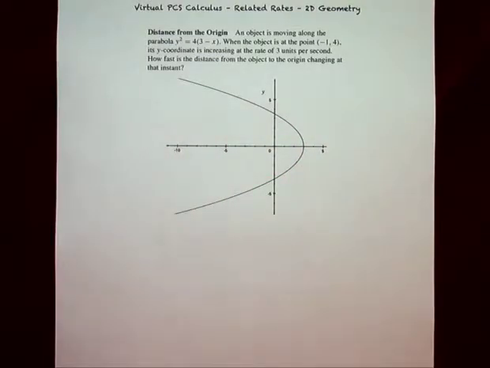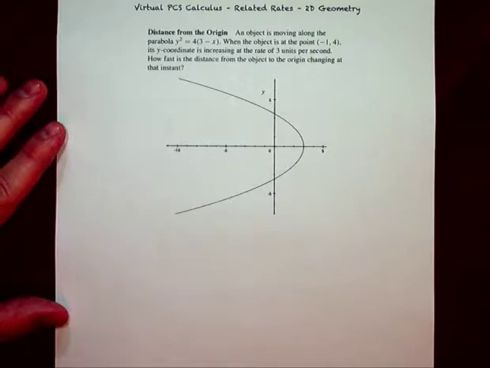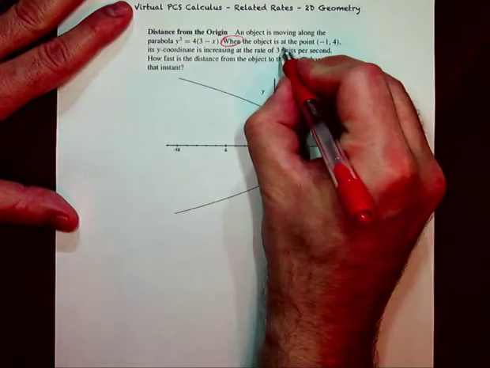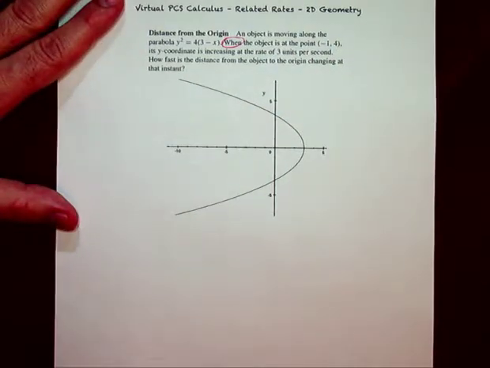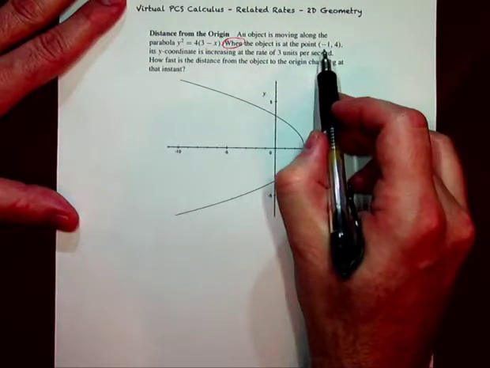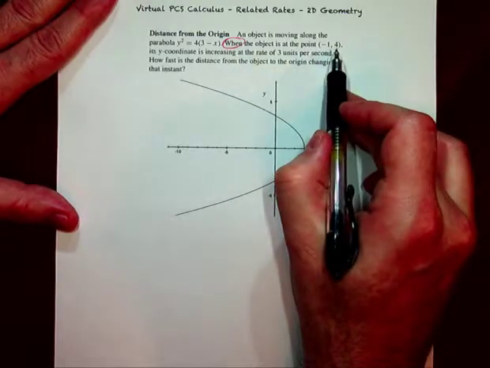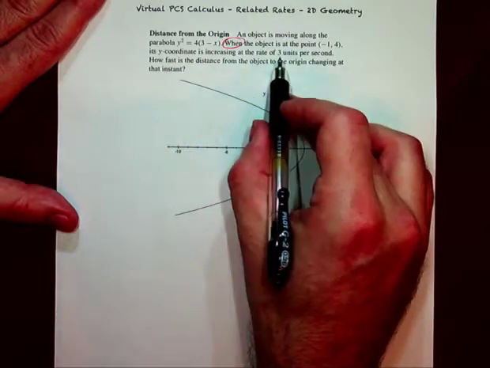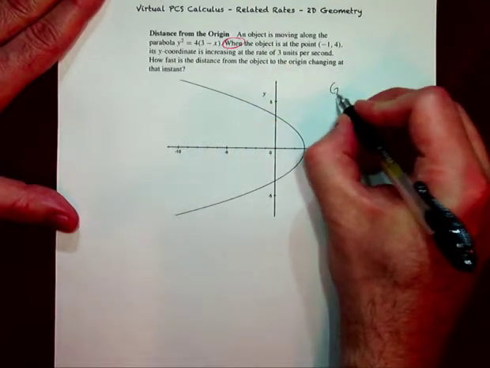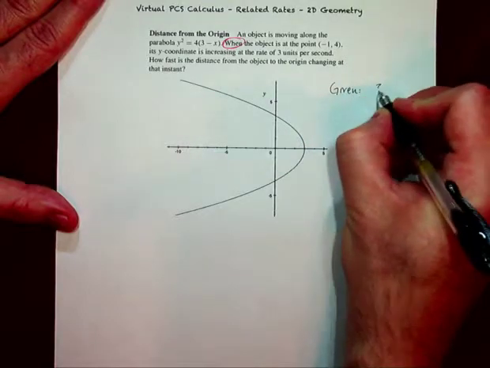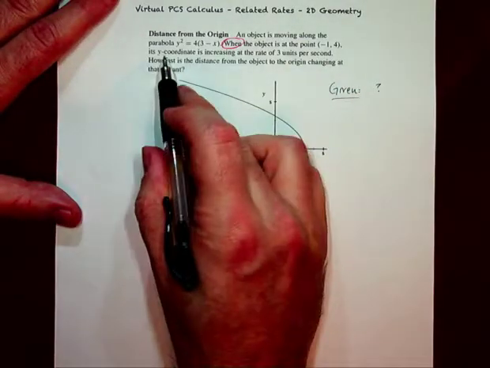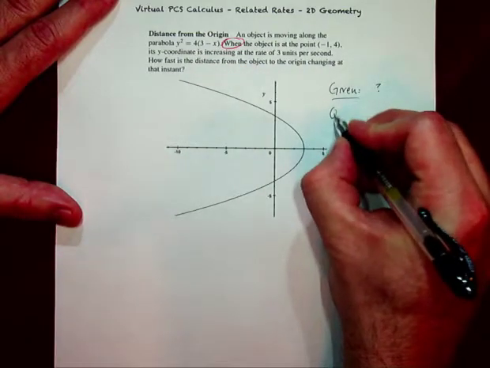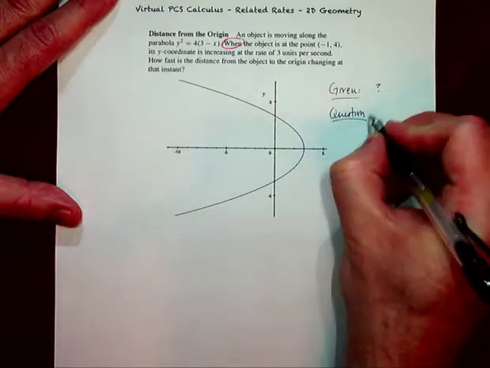An object is moving along the parabola when the object is at the point. So when the object is at that point, that's your conditional information. That's basically saying when x is equal to -1 and when y is equal to 4. Its y-coordinate is increasing at the rate of 3 units per second. Okay, so the given information, you kind of go, is there any given information? It kind of sounds like that rate we're given is part of the conditional, but it doesn't really matter. We're going to plug it in nonetheless, so we'll leave it down here with the conditional.